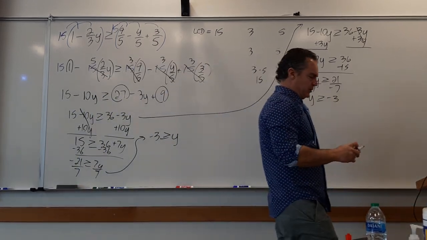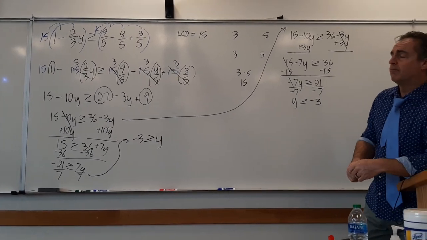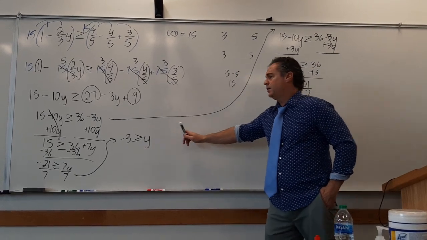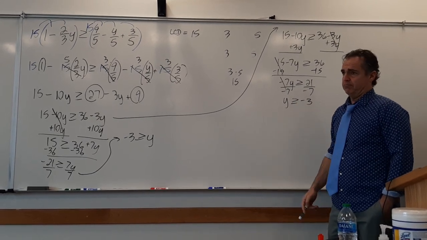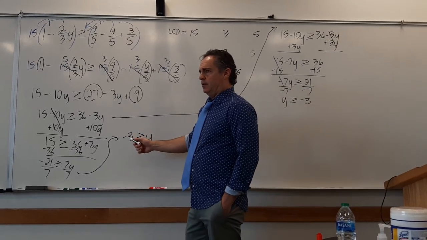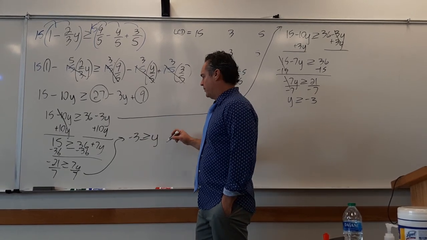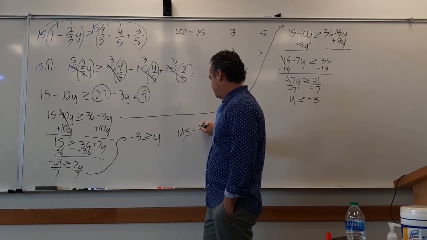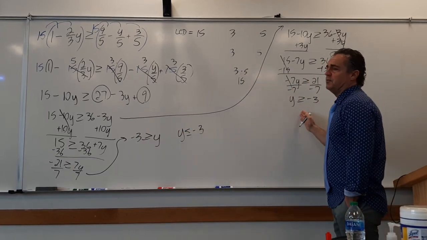Please look at these two answers. Look at them closely. Are they the same? Y is on the less than side. Y is on the greater than. So they are not the same. What is a way to express this inequality, give it the same meaning, but show it differently? What would you write? Y is less than or equal to negative 3. Are those the same? Yeah, those are the same, but these are not the same as this answer.